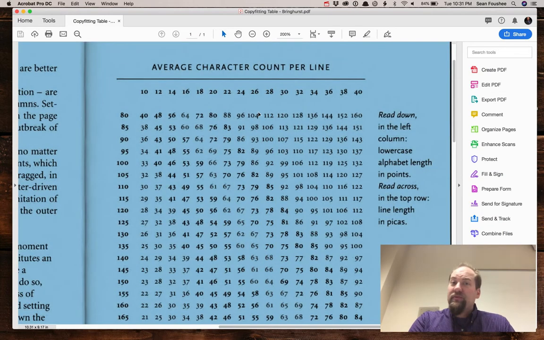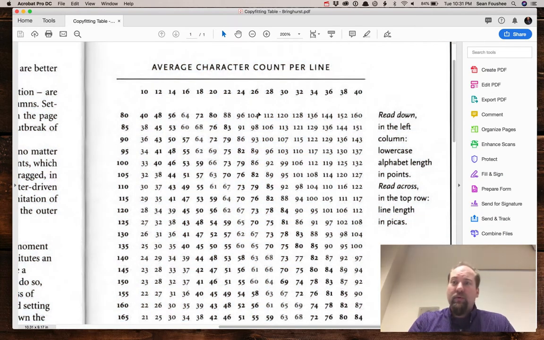So again, this copy fitting table is available to anybody right now on Blackboard. Just go to the resource section and download a copy for yourself. And that's measure length. Now, there are a couple of rules when it comes to measure length.